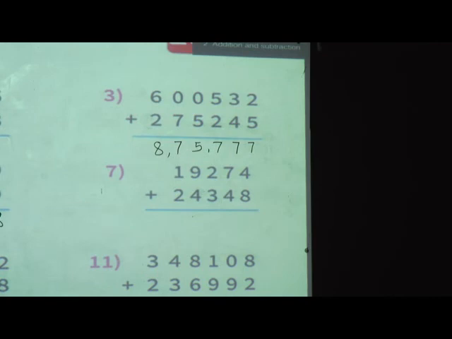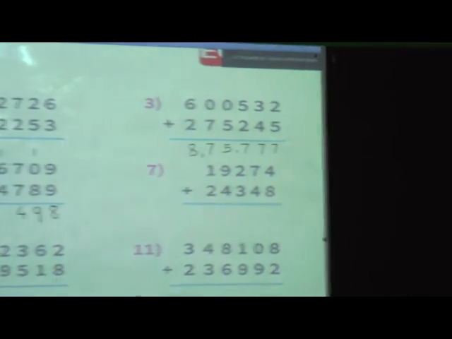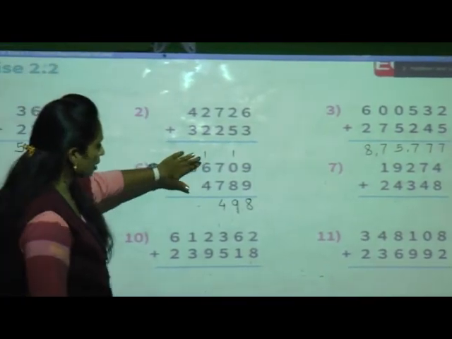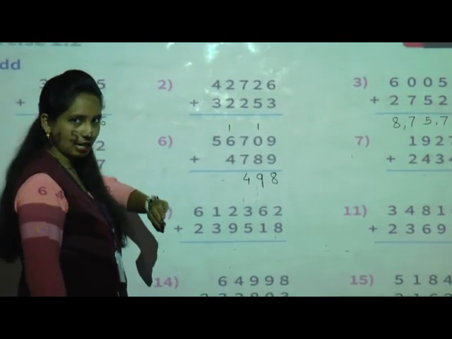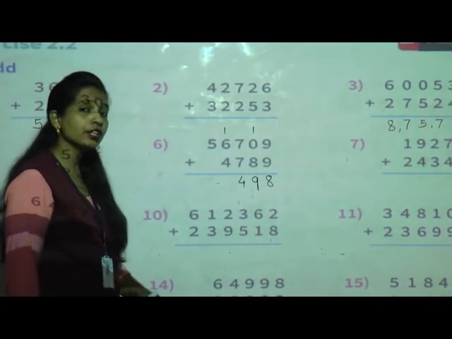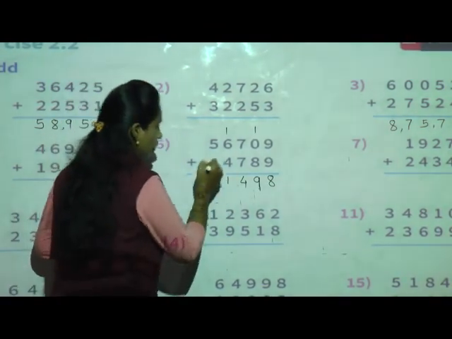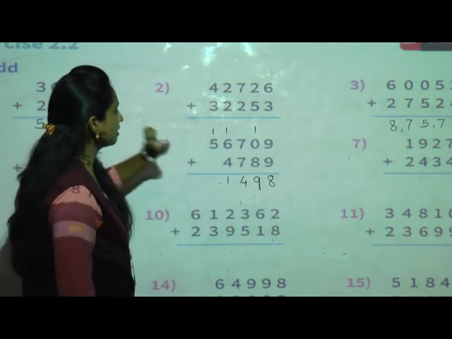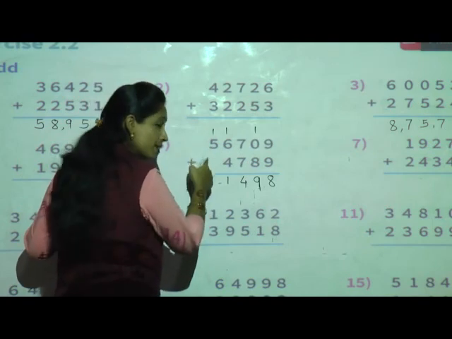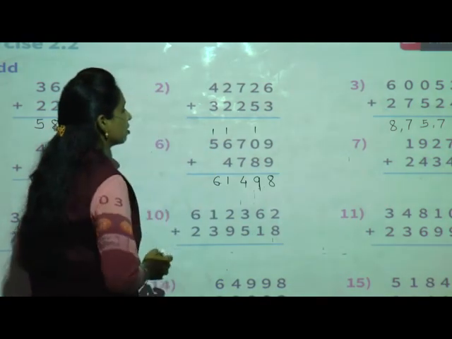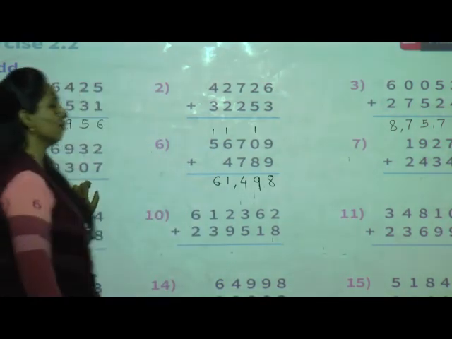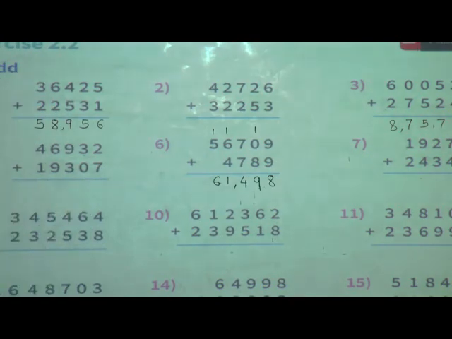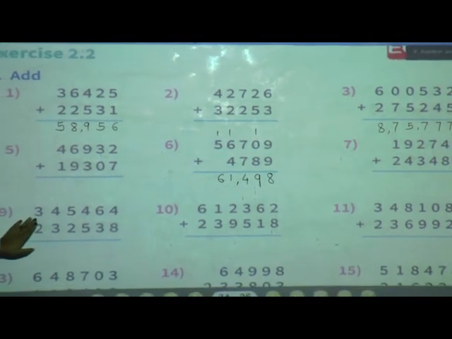Okay. Now 7 plus 7, 14. So write 4 in hundreds place. 1 will carry to thousands place. Now 1 plus 6, 7. 7 plus 4, 11. So write 1 on thousands place. 1 will carry to 10,000s place. 1 plus 5, 6. So the answer is 61,498. Got it? Now we will solve 9th one.